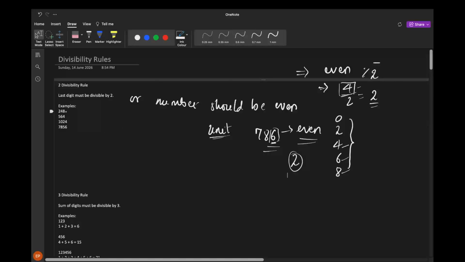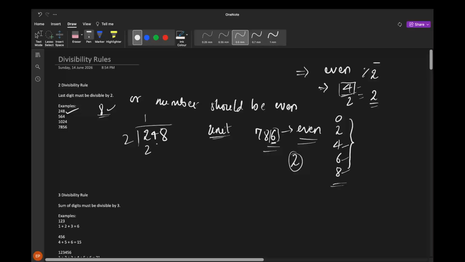So here you can see 248 as an example. The last unit digit is 8, it is an even number, right? So it is divisible by 2. If you want to verify, you can divide 248 by 2. 2 1s are 2, 0; 4, 2 2s are 4, 0; 8, 2 4s are 8. So it gives remainder 0, right? That's why if the unit digit is an even number, then it is completely divisible by 2.